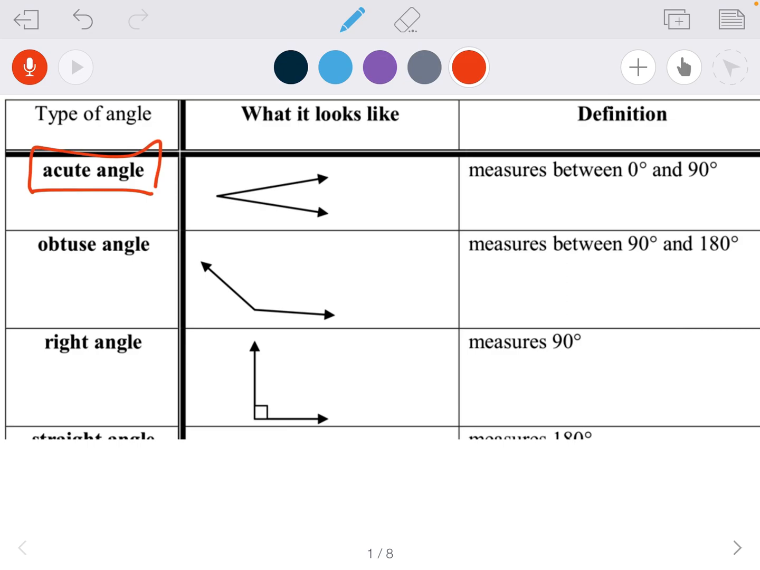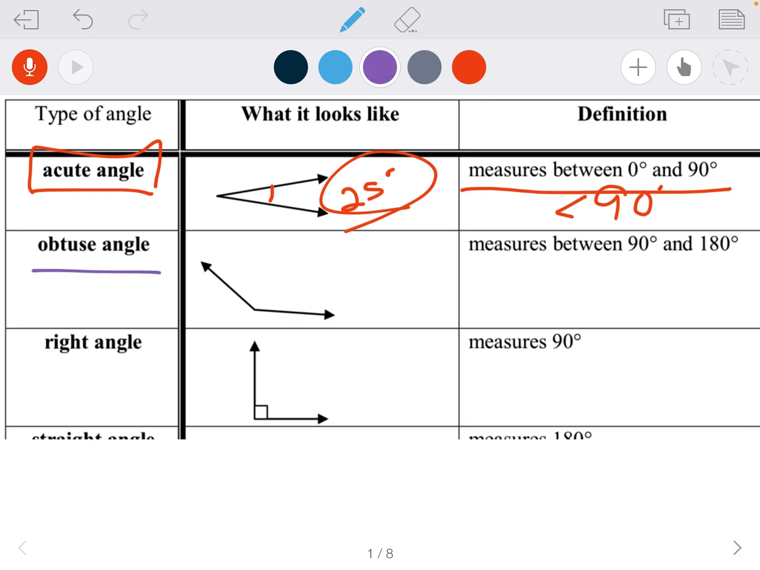Acute is an angle that is measured between 0 and 90. So, it has to be less than 90 degrees. So, this case here is an acute because we know a 90 degrees looks like this. It's a perpendicular. So that cannot be greater than that. So acute angle. So we'll just say that this could possibly be 25 degrees. It's an acute because 25 is less than 90.